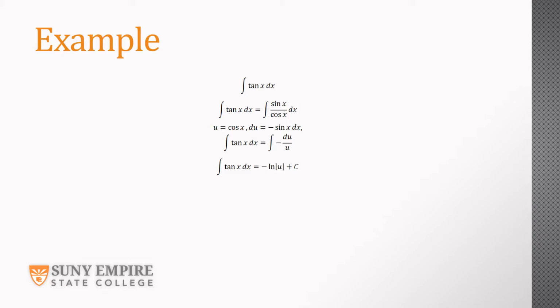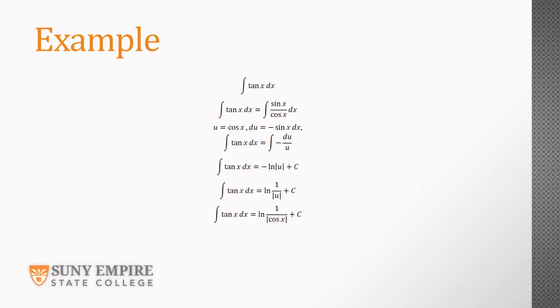Integrating, we have the negative natural logarithm of the absolute value of u plus c. A constant -1 multiplied by a natural logarithm of a quantity is the same as the natural logarithm of the quantity raised to the -1 power. This in turn is equal to the natural logarithm of 1 over the quantity. We have the integral of tangent equal to the natural logarithm of 1 over the absolute value of u plus c.